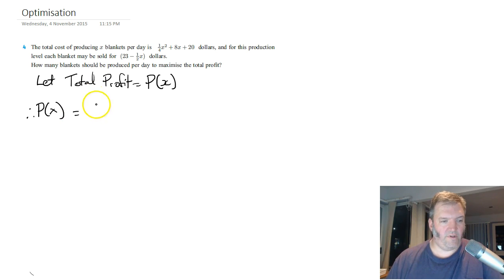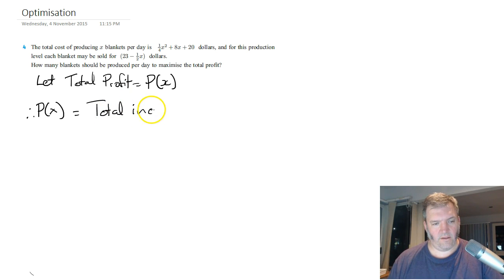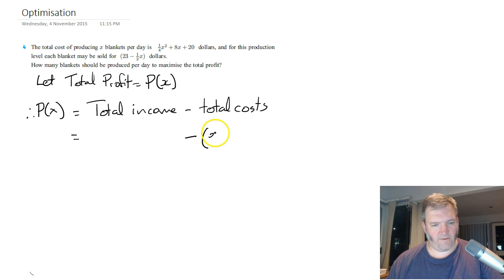Well, your profit, the total profit, is going to be your total income minus your total costs. So what does that look like? Well, the total costs we're given, the total cost of producing X blankets per day is a quarter X squared. I'm just going to write it as X squared over 4. I prefer it that way. It doesn't matter though. Plus 8X plus 20.